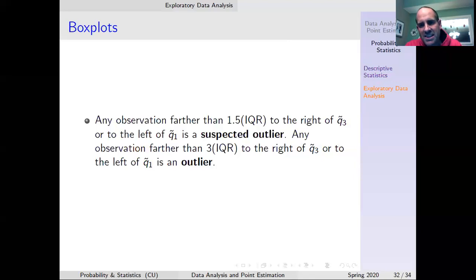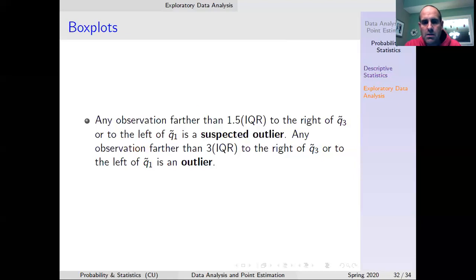Okay, so you have suspected outliers. There's kind of two. Anything that is less than 1.5 IQRs, that's just normal. Okay, anything that's between 1.5 and 3 IQRs, either to the right of the 75th percentile or to the left of the 25th percentile, those are called suspected outliers. And anything that's 3 IQRs to the right of the 75th or to the left of the 25th percentile, those are flat out outliers, pure and simple.